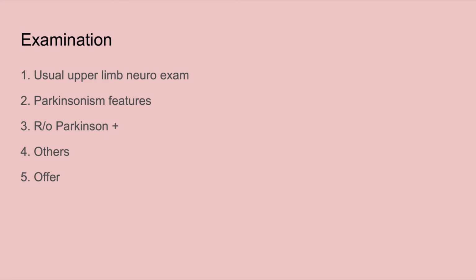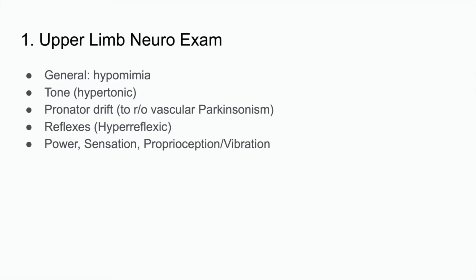First, complete the usual upper limb neurological examination as according to the stem. Next, elicit Parkinsonism features, rule out Parkinson Plus features, and finally, the offer list. Complete the upper limb neurological examination as per usual.